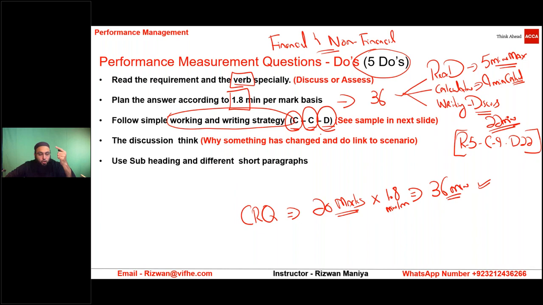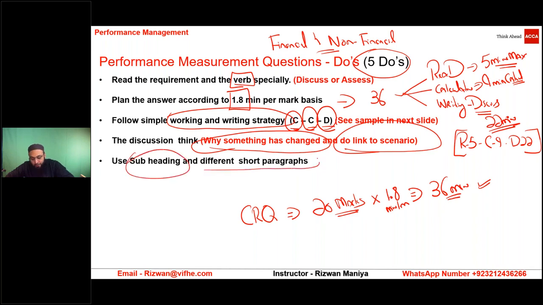Calculation, comment, good or bad, discussion directly linked with the scenario or the indirect connections between the ratios. I've already mentioned this. The discussion says why something has changed and do link with the scenario. I did mention that, direct and indirect. Use subheadings and different short paragraphs for your drafting purpose.